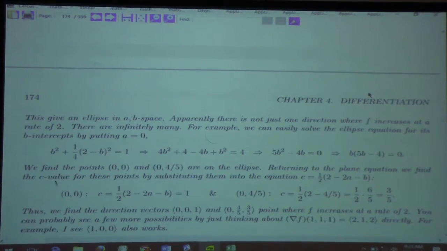Every point on that ellipse is a solution. There are infinitely many directions in which we can change at the rate of 2. For example, we can easily solve the ellipse equation for its b-intercepts by putting a equal to 0. So I get (0, 0) and (0, 4/5) on the ellipse. Going back to c, it gives me c equals 1 or c equals 3/5. So I get direction vectors (0, 0, 1) or (0, 4/5, 3/5). You can easily go back and see that the dot product of these unit vectors with our original gradient vector gives me 2. But these are just 2 in a whole infinity of answers.